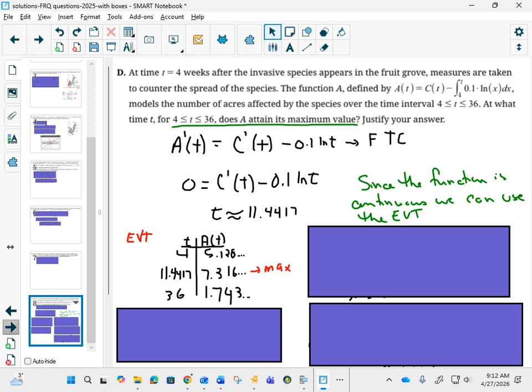Write out that since the function is continuous, we can use the extreme value theorem. So for all of your extreme value, intermediate value, mean value theorem, you need to state the conditions in order to use it. So here are our candidate points. We've got our endpoints and our one critical point. We look at all three of those values.